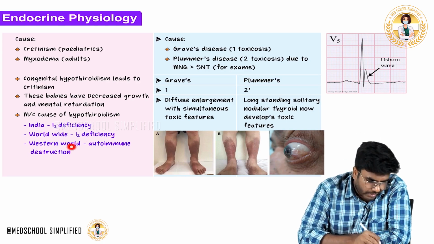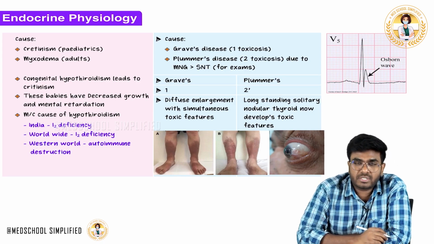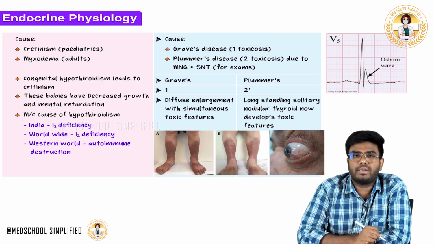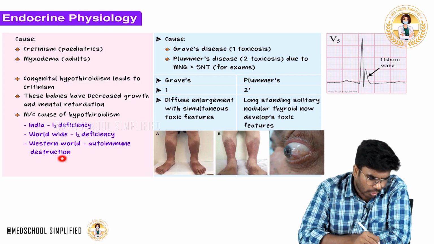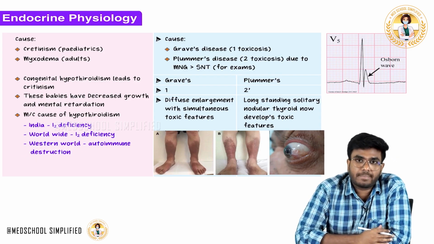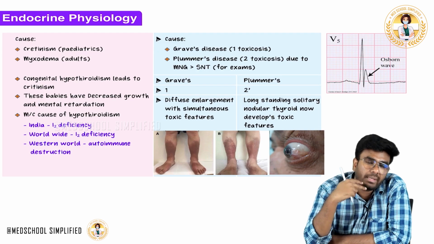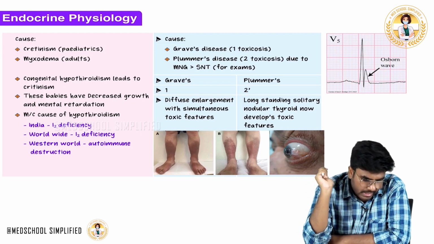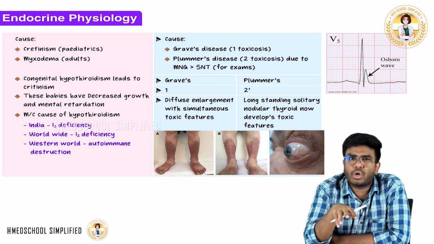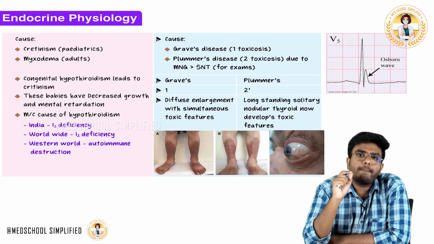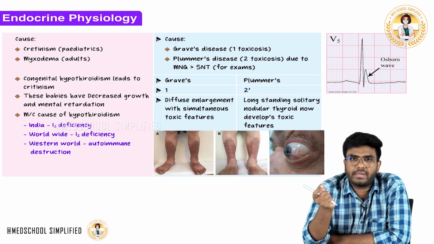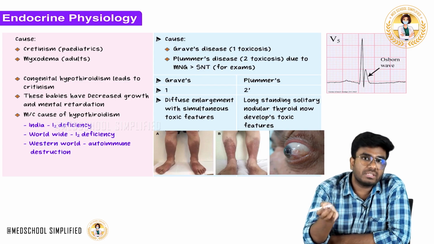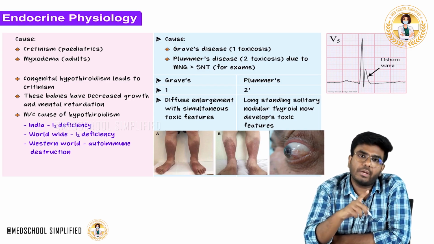But in the Western world, the most common cause of hypothyroidism is not iodine deficiency, it's the destruction of the thyroid gland. By whom? By autoimmune destruction. The autoantibodies are coming and attacking the thyroid gland, damaging and destroying it. That's the autoimmune destruction, which is also called, we will discuss, so sorry, not Graves disease, Hashimoto's thyroiditis. So Hashimoto's thyroiditis is the most common cause of hypothyroidism in the Western countries. But in India, it is iodine deficiency.